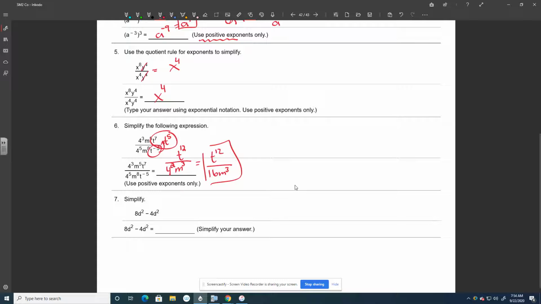Sorry for that interruption. Number 7, 8D squared minus 4D squared. Now we're adding and subtracting, so we can't combine the exponents together. But this is just kind of like having 8x minus 4x. You're left over with 4x, but instead of an x, I have d squared. So 8D squared minus 4D squared leaves me with 4D squared.